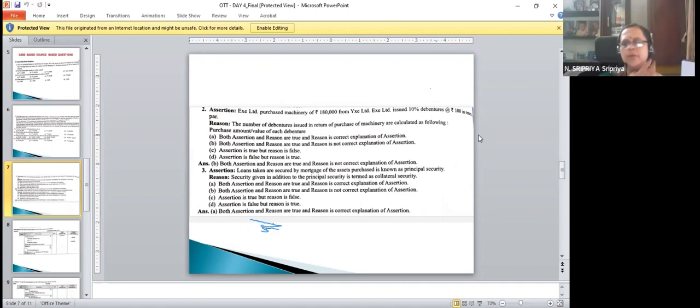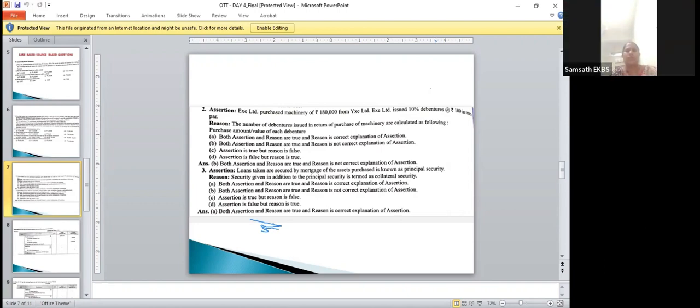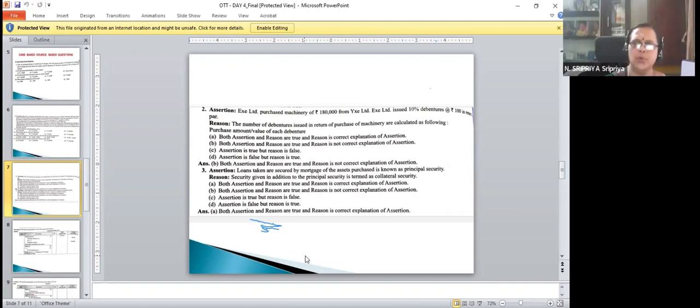X Limited purchased machinery of rupees 1,80,000 from YX Limited. Then X Limited issued 10% debentures at rupees 100 in return at par. So the number of debentures issued in return for the purchase of machinery is calculated as purchase amount divided by value of each debenture. So the assertion is the company is purchasing an asset for which debenture is given. The reason is the number of debentures issued in return will be calculated as purchase amount divided by value of each debenture.